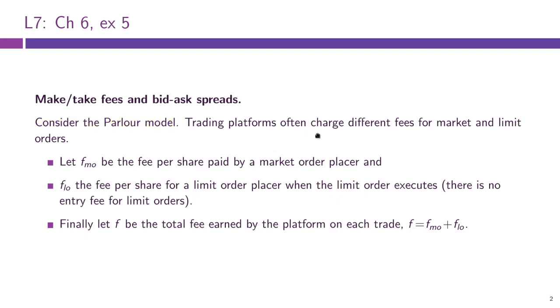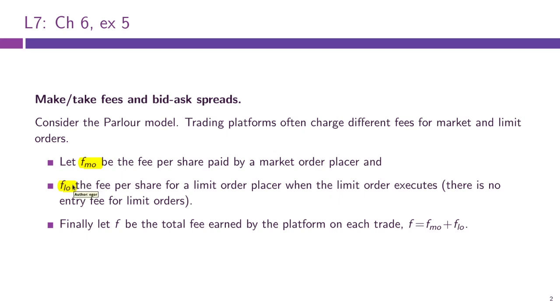Trading platforms often charge different fees for market and limit orders. So let us have FMO be the fee per share paid by a market order placer. Sorry, I blanked out for a second, because I thought these fees were per order rather than per share, but in this model these are equivalent. So FMO is the fee per share paid by a market order placer, and FLO is the fee per share for a limit order.